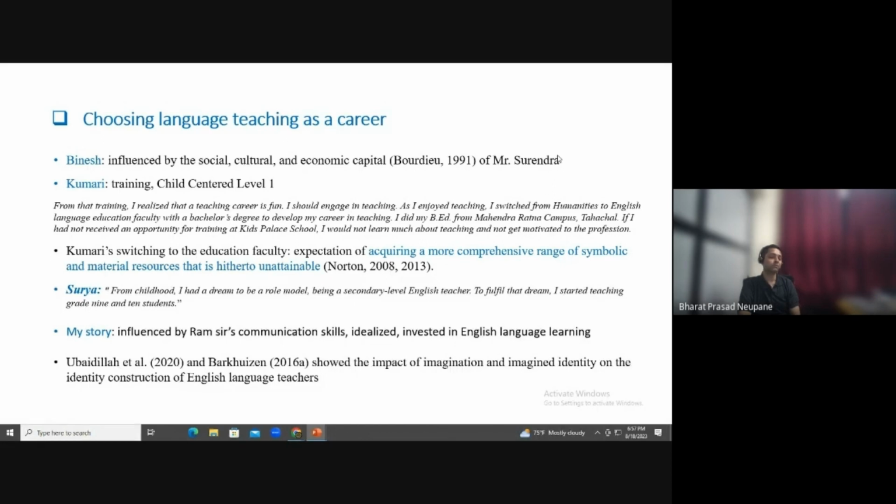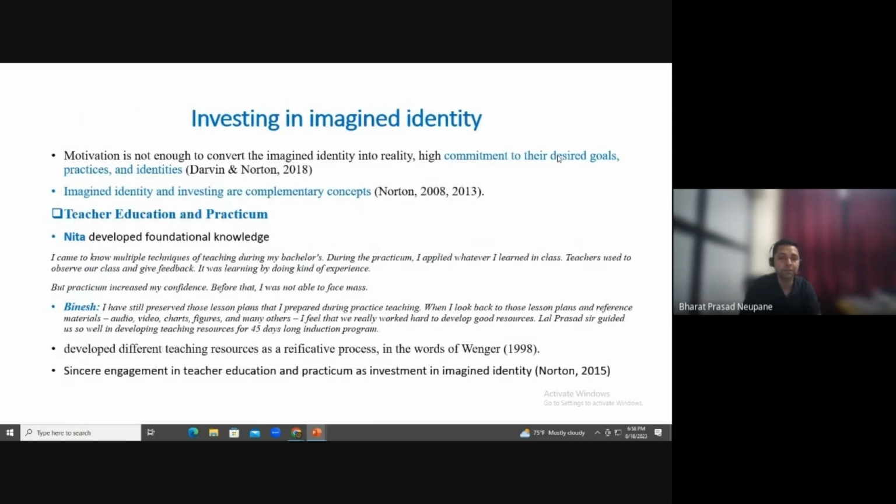So as noted by Ubdillah et al. 2020 and Barkhuj in 2016, these participant stories showed that there is impact of imagination and imagined identity on the identity construction of English language teachers. First, teachers imagine themselves to be a certain kind of person, and they start investing in that imagined identity to acquire symbolic and material resources or skills and attitudes required to join that particular community of practice. And because of their sincere investment, they become what they want to become, right? So imagined identity and investing are interrelated concepts.